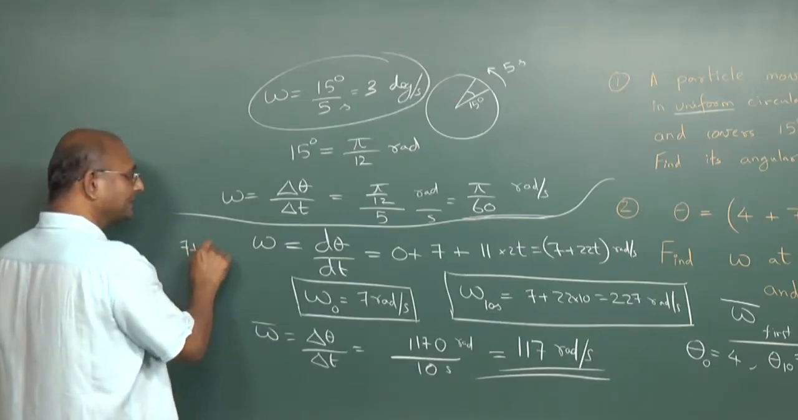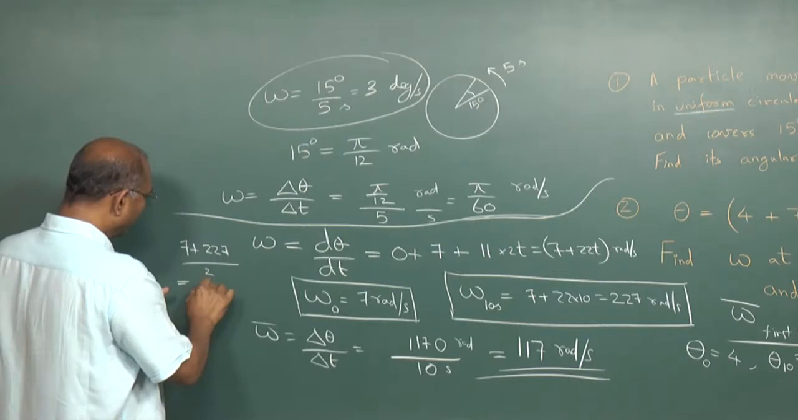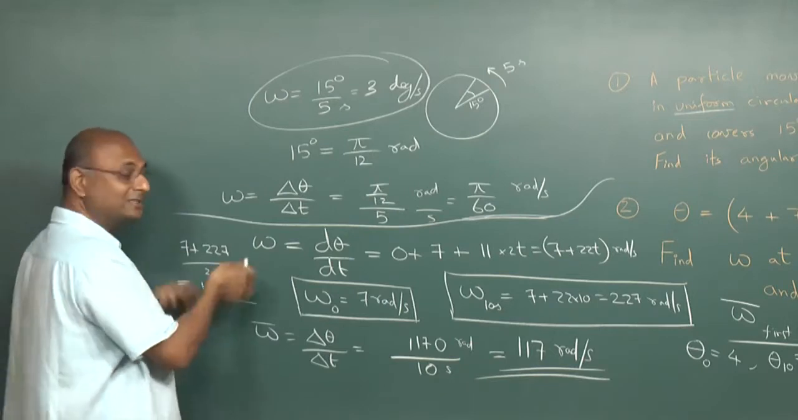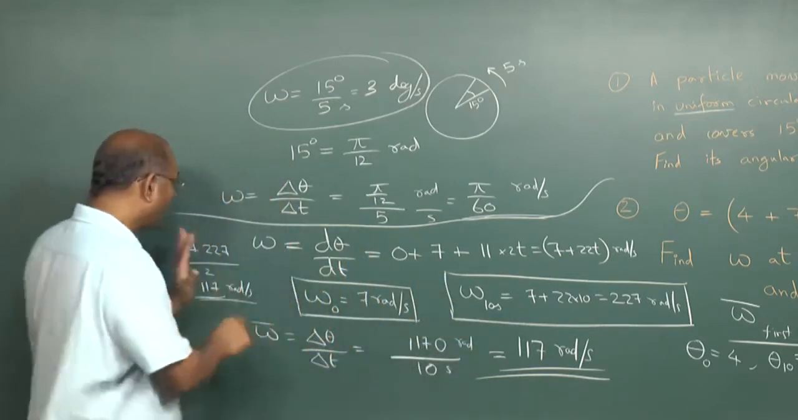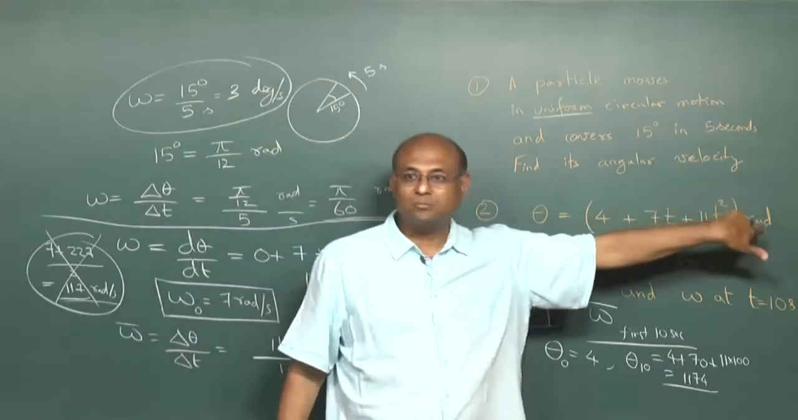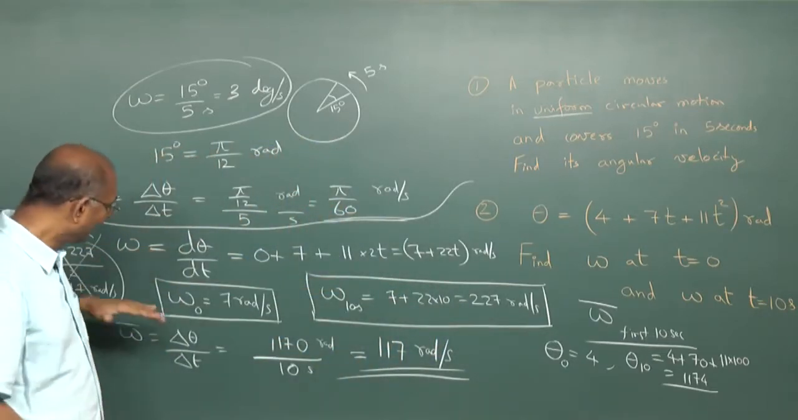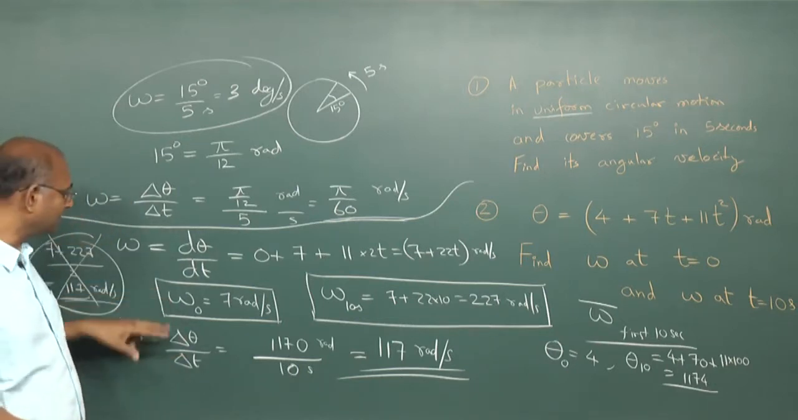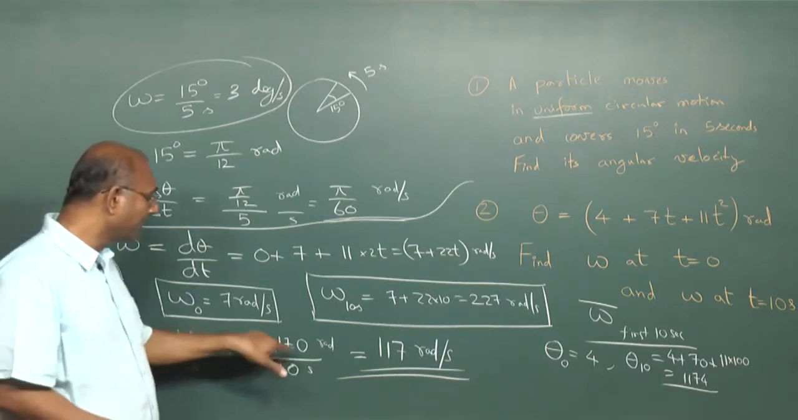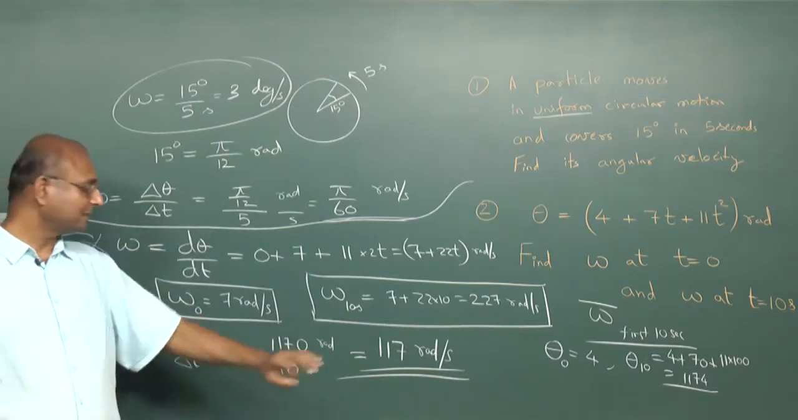So if I did 7 plus 227 by 2, this is going to give me 117. You can do the calculation, you will see that it's going to be 117. So it just turns out that these two are equal. This is the wrong way to do it in general. If I had not given you t square but I had given you t cube, you will find that it won't work. This will be always valid because you can do d theta by dt, and it's always true that average angular velocity is the total change in the angle, which is angular displacement, divided by the time. Angular displacement, this is how you calculate, it's 1170 radians by the time 10 seconds gives me 117.